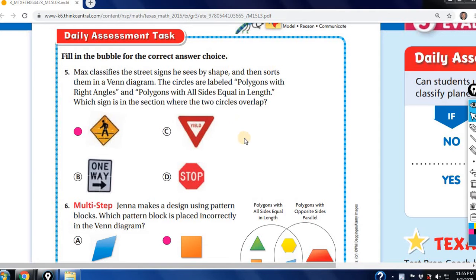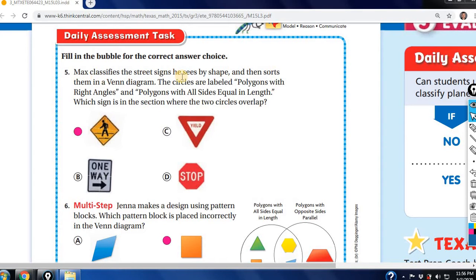So again, we're looking at our shapes, polygons. We're classifying them into groups. So all we need to know is the definitions for each, the characteristics for each, and we should be okay. That is the key. If you know your characteristics and you know what is true about these, you're going to be okay to be able to classify them and organize them in Venn diagrams. If you're still having questions, refer back to your notes in your math workbook.